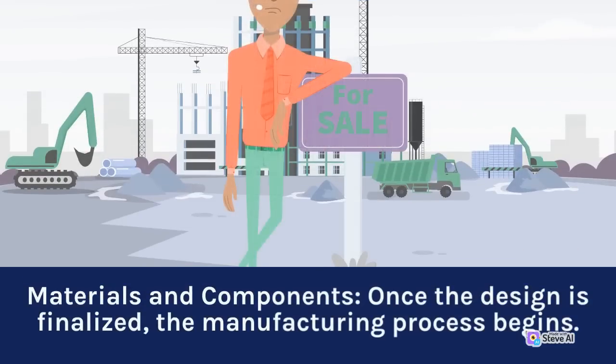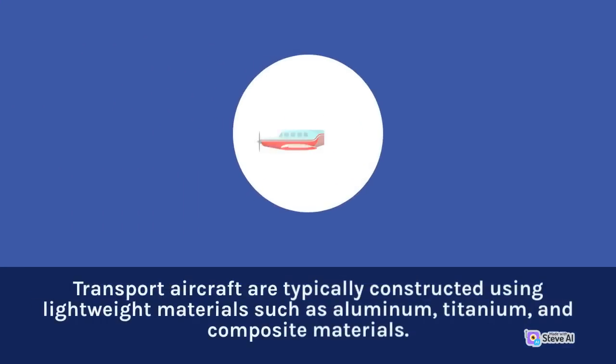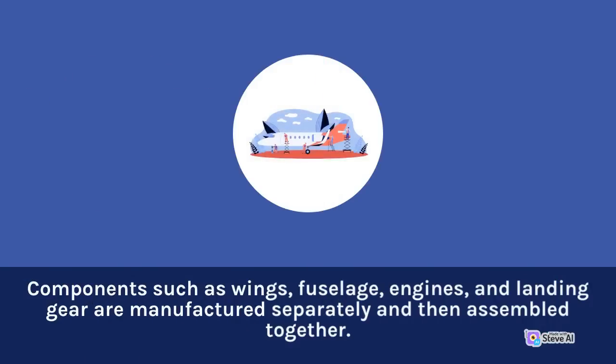Materials and components. Once the design is finalized, the manufacturing process begins. Transport aircraft are typically constructed using lightweight materials such as aluminum, titanium, and composite materials. Components such as wings, fuselage, engines, and landing gear are manufactured separately and then assembled together.